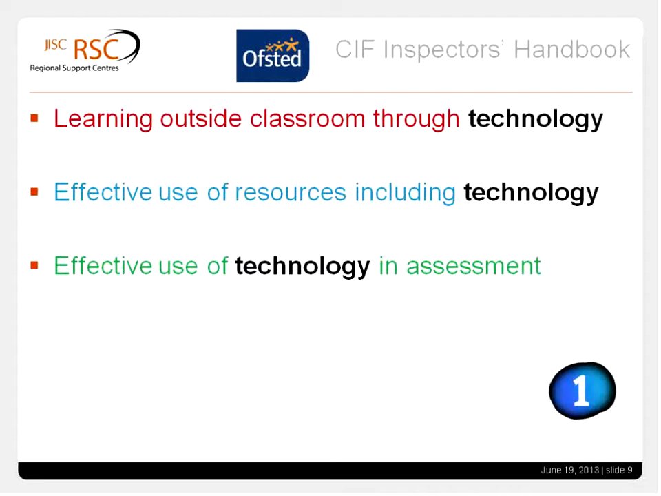That might be use of smart boards, maybe use of learners' own devices to get them engaged with the learning process. And thirdly, they'll be looking for effective use of technology in assessment. So do you have electronic uploading of assignments, marking online, giving electronic feedback, all these sorts of things. So it's worth thinking about those things as we bear flipped learning in mind and some of the benefits. So it might well help you to get from a grade 2 to a grade 1.